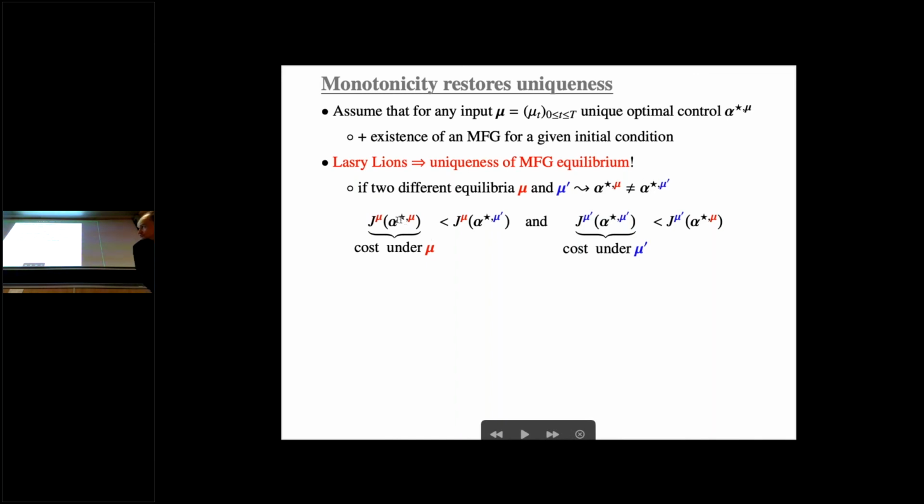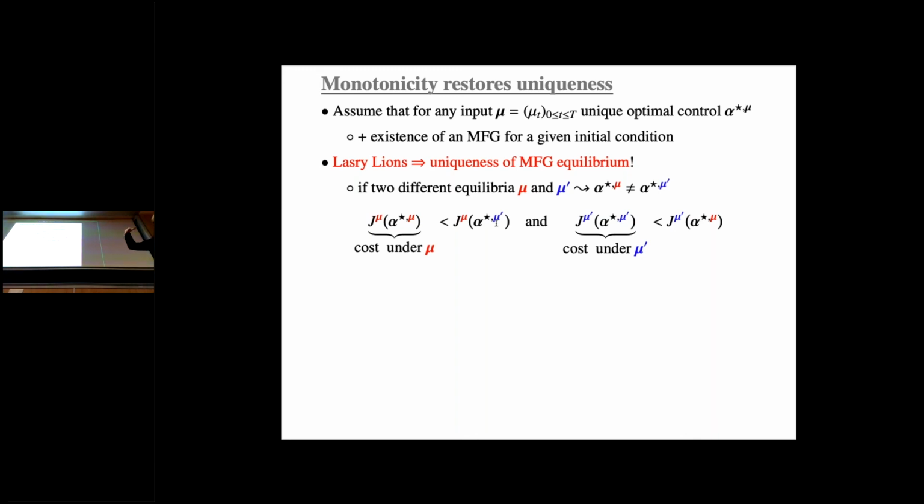Now you compute the cost. So J mu, this is the cost in the environment mu. Well, if you have understood what I've been saying for two hours and a half, the best response under mu, this is alpha star mu, so this cost is less than the cost under mu when I use alpha star mu prime. Alpha star mu prime is the best response in the environment mu prime. And I assume that the two equilibria are not the same. So since they are not the same, the controls cannot be the same, as otherwise the two equilibria would be the same.